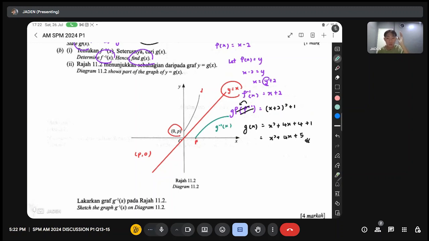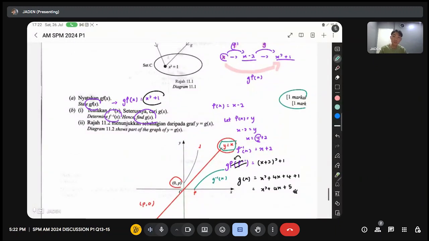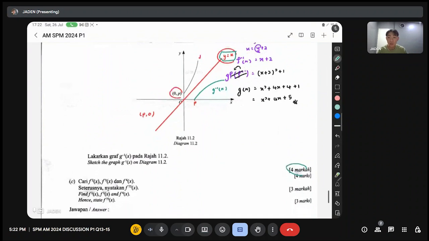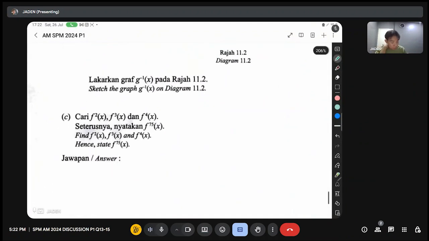Always remember, g⁻¹ and a normal function, they reflect at the line y = x. This is very important. Make sure you write it down in your notebook. Okay. So we are done with B1 and B2 already. We got 4 marks here and 1 mark here at the top, 5 marks as for now. We have another 3 marks to go, which is they want us to find f², f³, and f⁴, and then eventually state f⁷⁵. Okay, now I'm going to show you how we can do this.